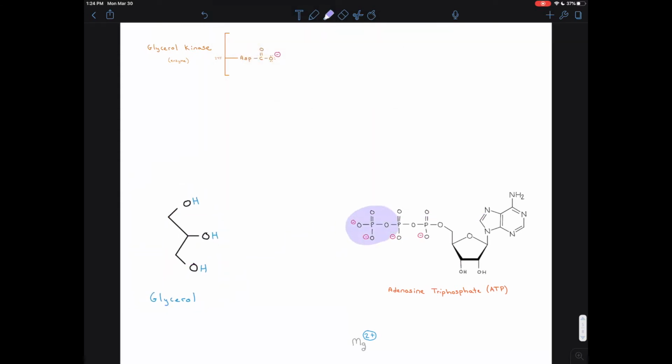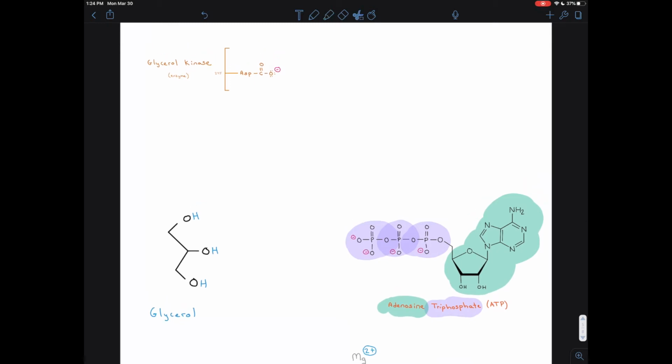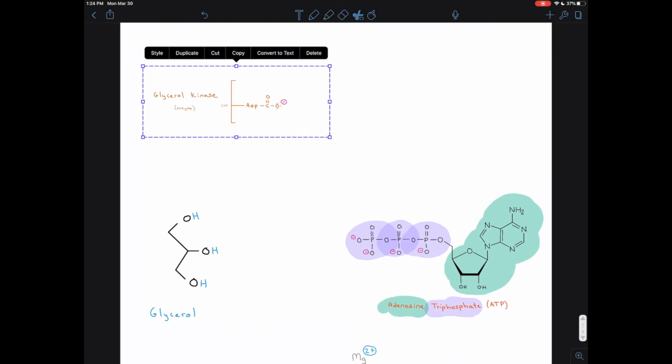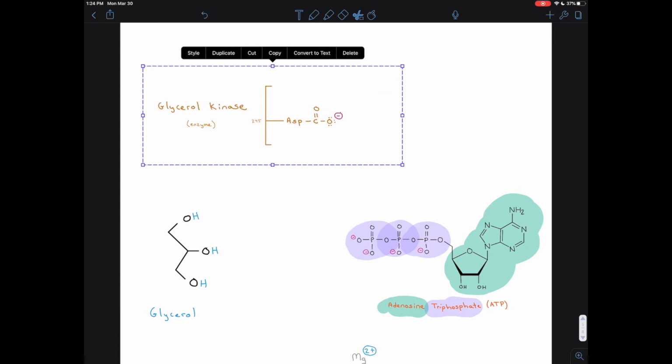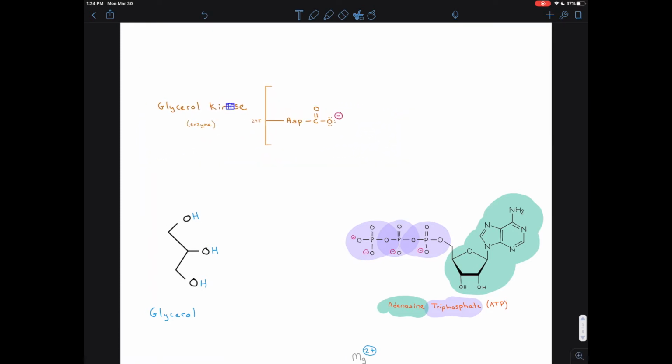So here we have our classic source of phosphates, adenosine triphosphate. We've got the 3 phosphates on there, and then the adenosine ring like we've seen before. So that's going to be our source of phosphates, and the enzyme that's going to catalyze this is going to be glycerol kinase. In general, a kinase is an enzyme that puts a phosphate onto something. So these are very common things.